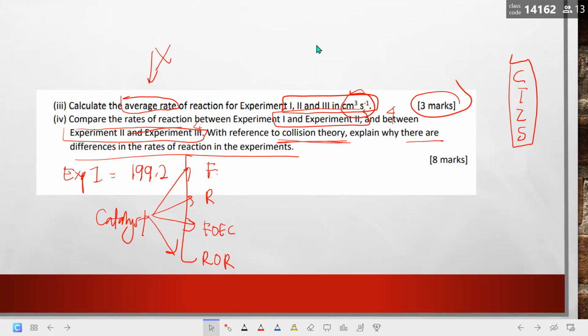Don't worry if your answer is wrong. At least you try. What is the factor between experiment 2 and experiment 3?